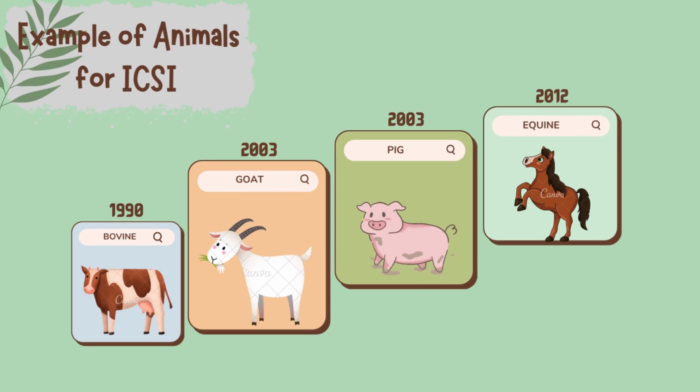In 1990, killed bovine spermatozoa were microinjected into bovine oocytes. Moving on to 2003, tail-cut spermatozoa were microinjected into the ooplasm of goat and pig oocytes using a piezo micropipette driving system. And lastly, in 2012, ICSI also was reported in horses.